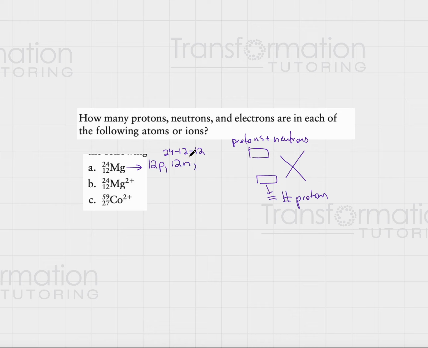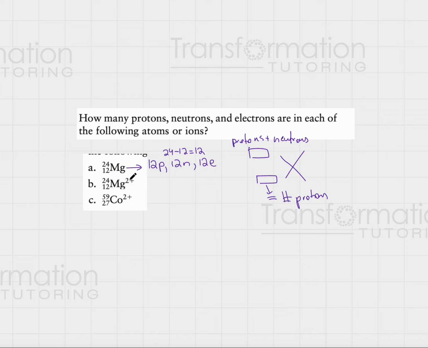Finally, the number of electrons. If my symbol does not have a charge, that means that the number of protons is equal to the number of electrons. Why? Because a proton has a +1 charge and an electron has a -1 charge. This does not have any charge, which means that they must be equal. Neutrons are neutral, they do not have a charge. So this one will have 12 electrons as well.